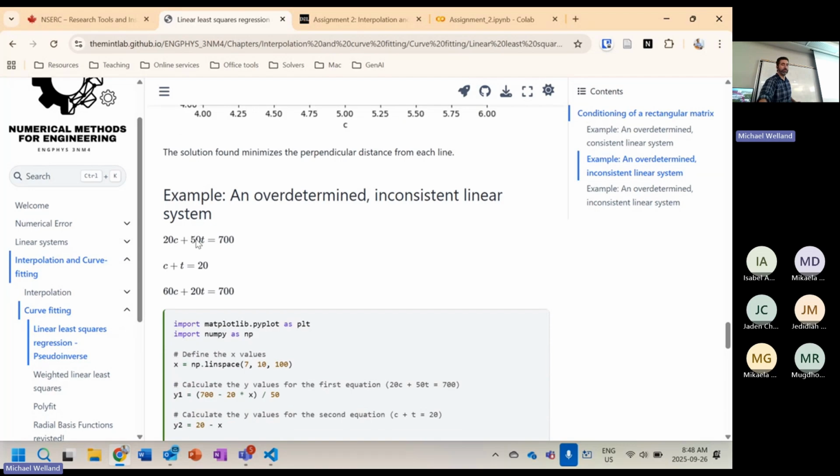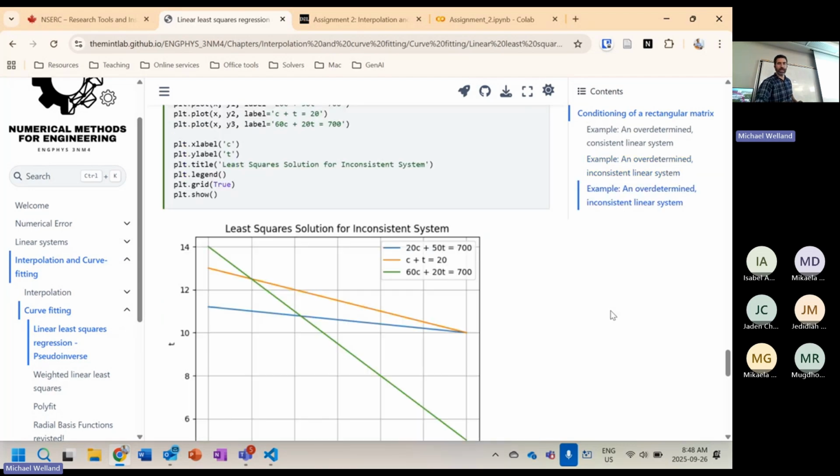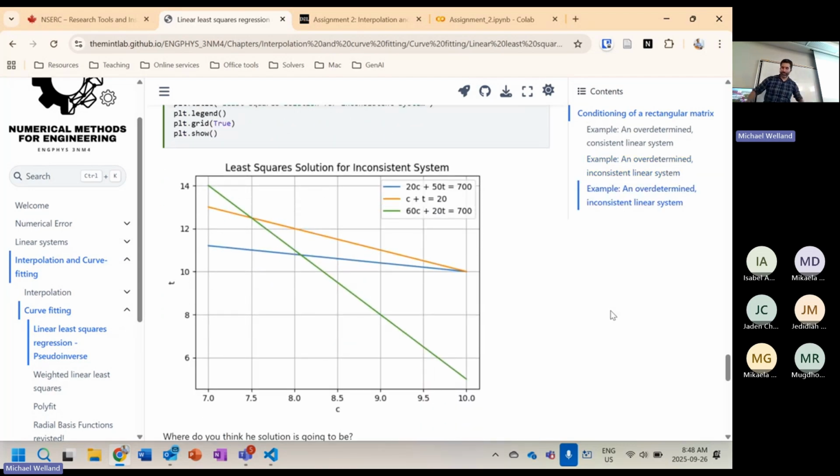Okay, let's do another one. We're back to our original coefficients. Where do you think the solution is going to be on here? I'm going to be coming over here. I'm telling you guys right now.